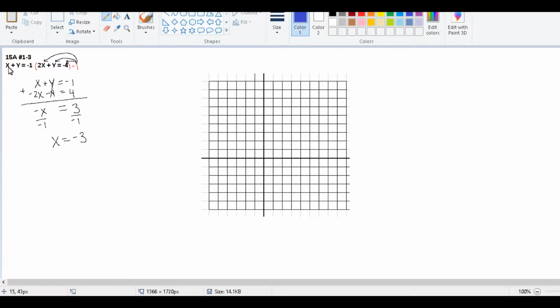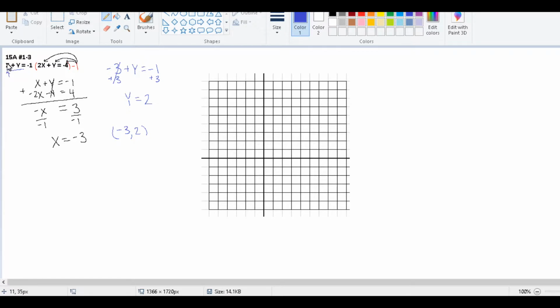So when I do this, I have x plus y. I'm going to plug in this number for x because x is equal to negative 3. So I have negative 3 plus y is equal to negative 1. So again, that's this equation, and I just plugged in negative 3 for my x. Now I want to solve for y, so I have to add 3 to both sides, and I have y equals a positive 2. So my answer should be negative 3, positive 2. Now I'm going to graph them and find out.